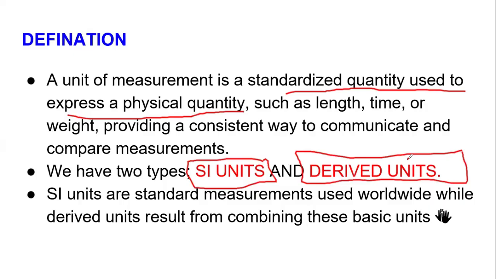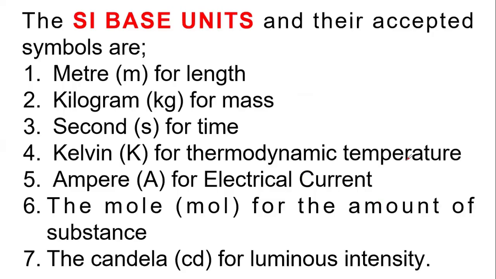So we only have 7 SI units, and when we start combining these SI units, maybe you get this unit and this unit, you come up with a third unit that we call a derived unit. So it's very important for you to know the 7 base units, or the 7 SI units.